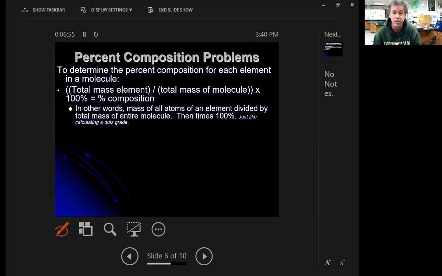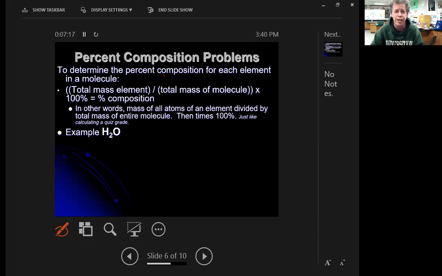In other words, mass all the atoms of an element, and then divide by the total mass of the entire molecule, and then times it by 100. It's just the same as if you got your percentage on a quiz: the number of right answers divided by the total number of questions, and then times 100.